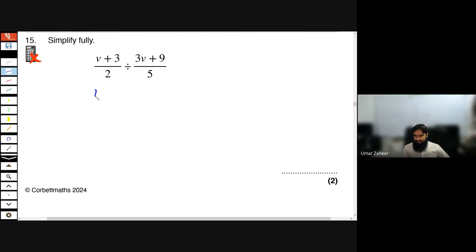Now next one is v plus 3 divided by 2. Change the division sign to multiplication. It will be 5 divided by 3v plus 9. I just told you to multiply it. You will get 5 into v plus 3 and 2 into 3v plus 9. Yes. Can anyone tell me whether numerator and denominator are in factor form?